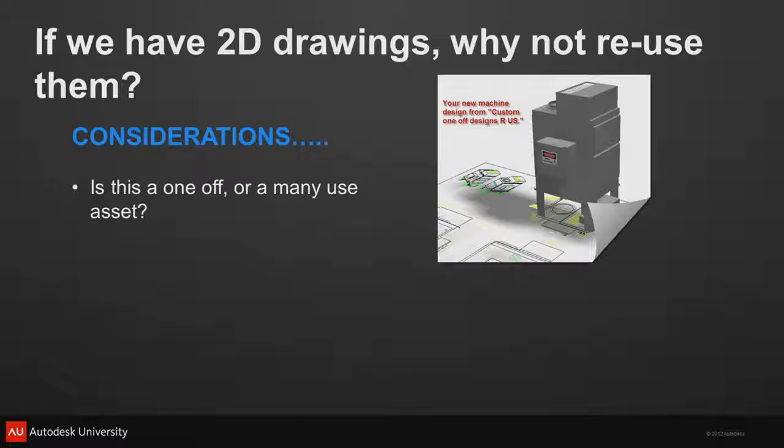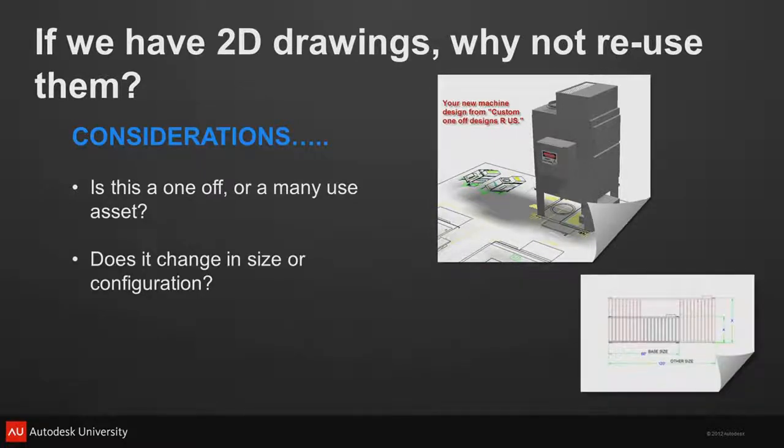This piece of equipment that we're making, is this thing a one-off? So basically, is it a large piece of equipment that's just going in our plant and we're only going to use it in that place just that one time? Or is it going to be a many-use asset? Maybe it's one of that kind, but we're going to be putting it in all kinds of different places.